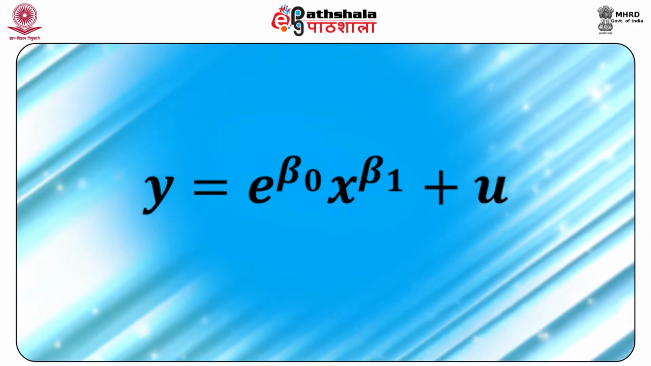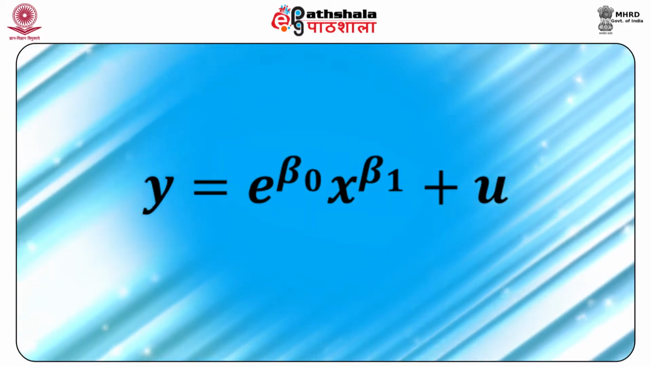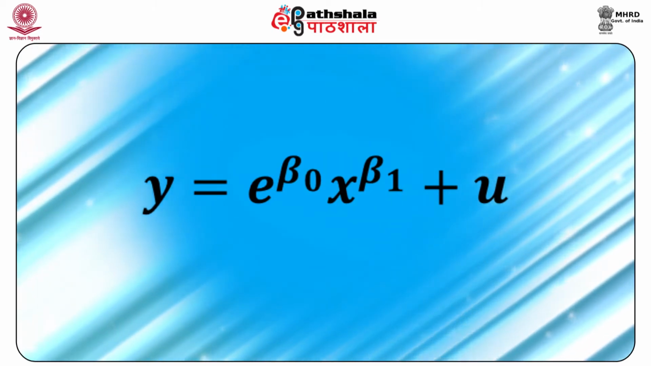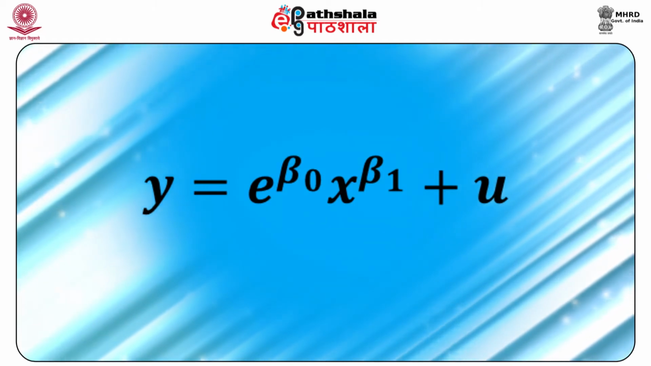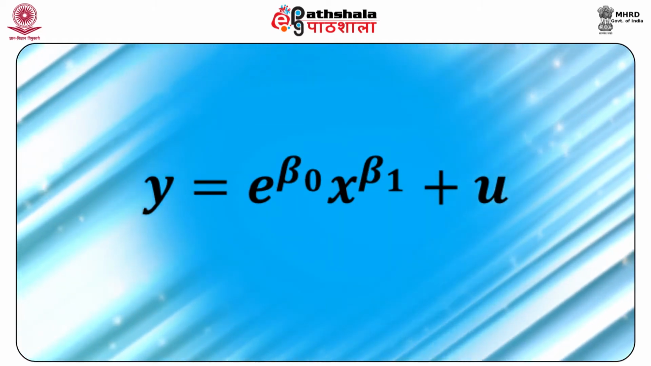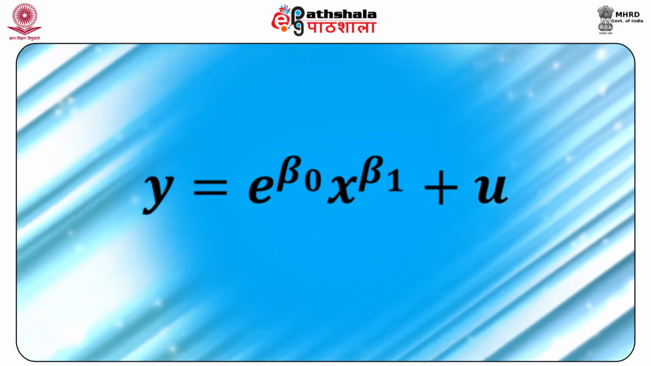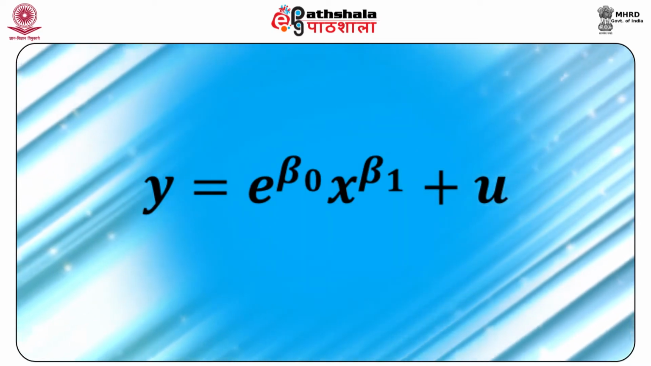However, if in this model the disturbance term is in additive form, we will have y equal to e raised to power b0 into x raised to power b1 plus mu i. Now, this is a non-linear model and we cannot transform this model into a linear model by taking log of both the sides. Before we proceed to various functional forms, we will look at a few definitions which will help us later.